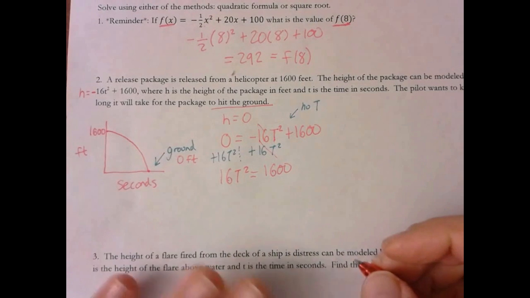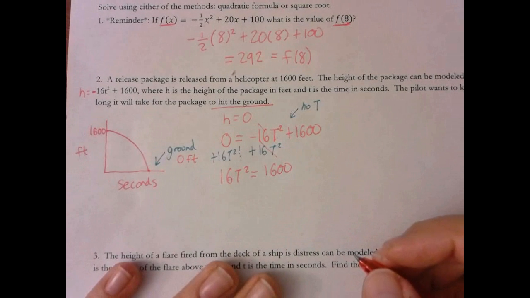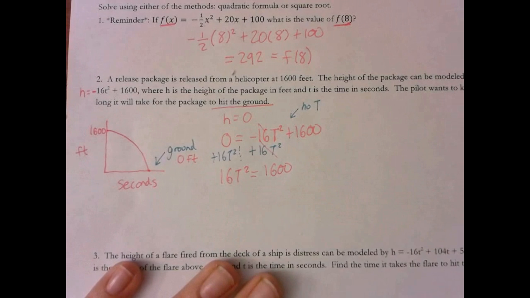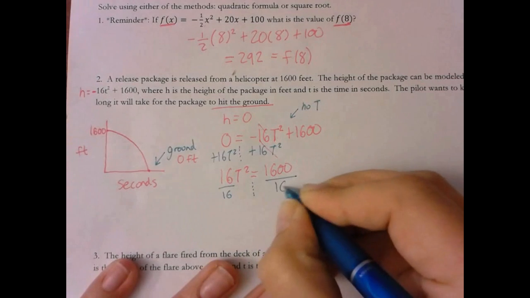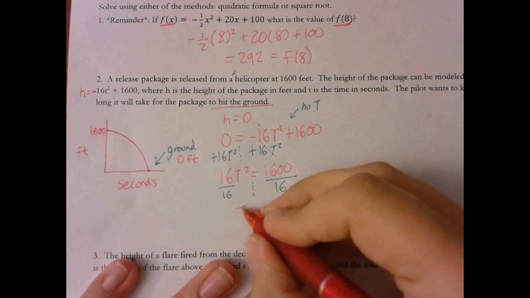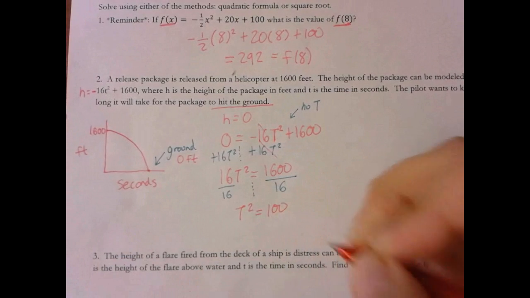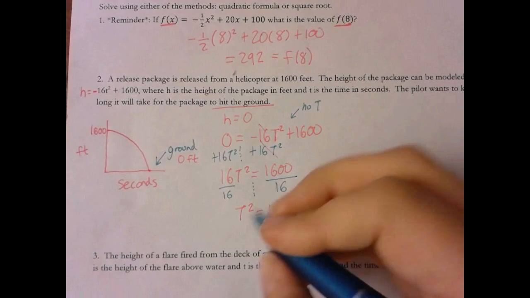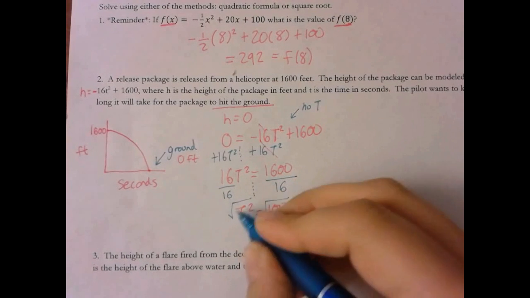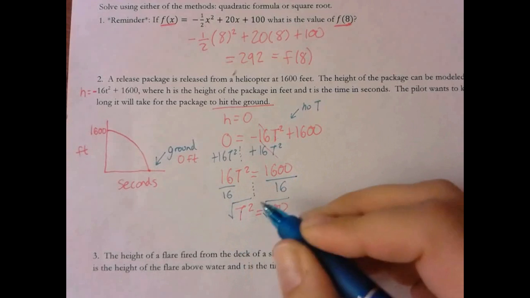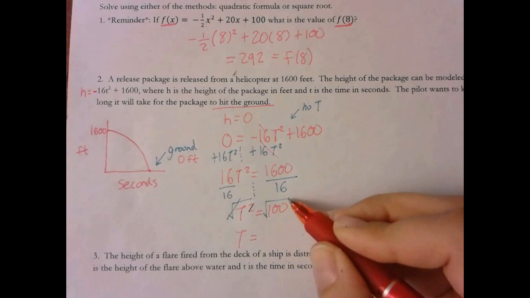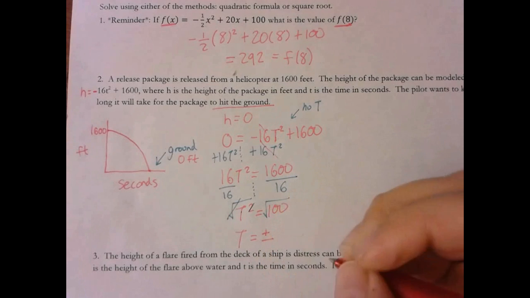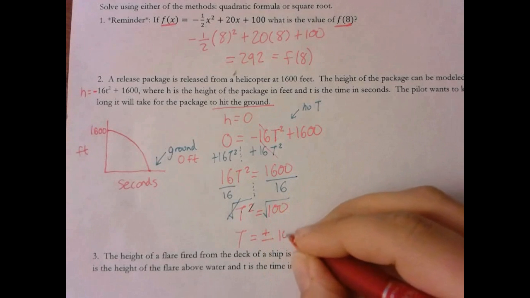Okay, step 2 of solving by square root is we need to divide by a. A is the coefficient of t squared, which here is 16, so divide both sides of your equal sign by 16. We get t squared equals 100. And the last step, take the square root of both sides. And remember, taking the square root of t squared, x squared, whatever, cancels out. We just get t equals, and here's the thing everyone seems to forget: when you take the square root, it's plus or minus your answer. Square root of 100 is 10.